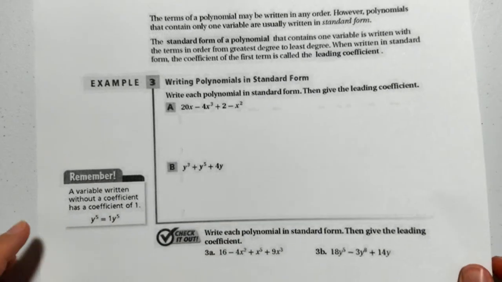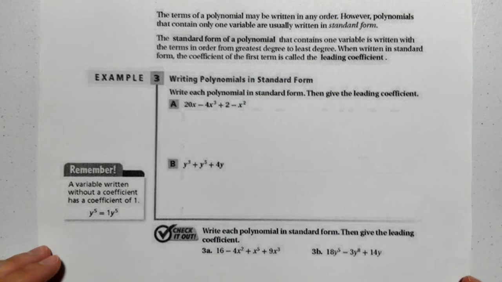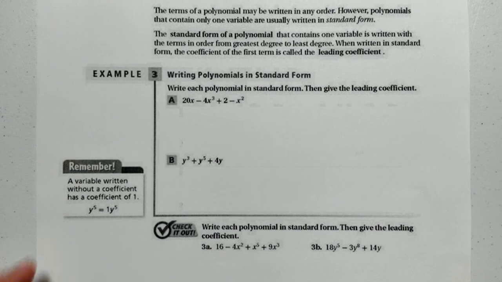So now we're going to go ahead and look at example 3. The terms in a polynomial may be written in any order. However, polynomials that contain only one variable are usually written in standard form. So in this example, we're going to look at how to write polynomials in standard form.